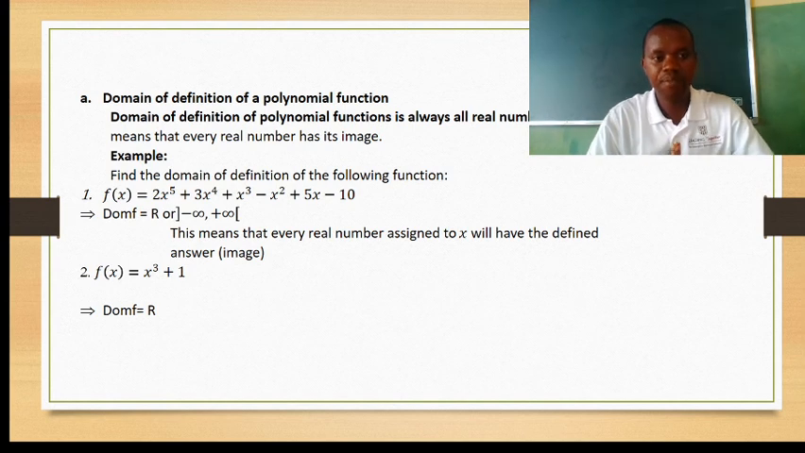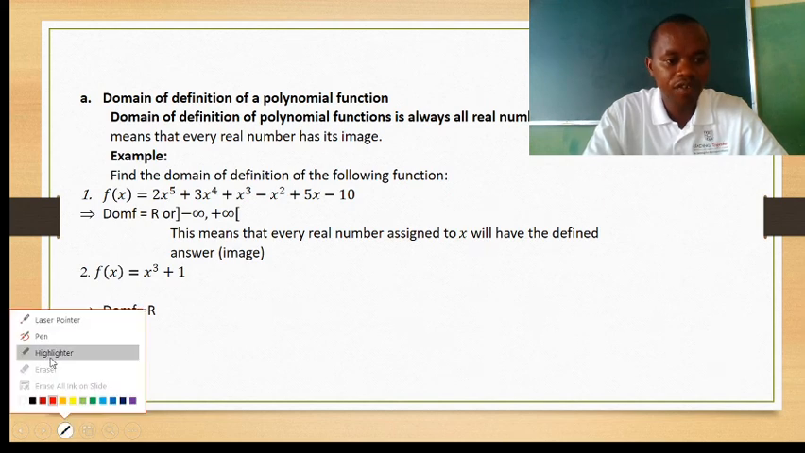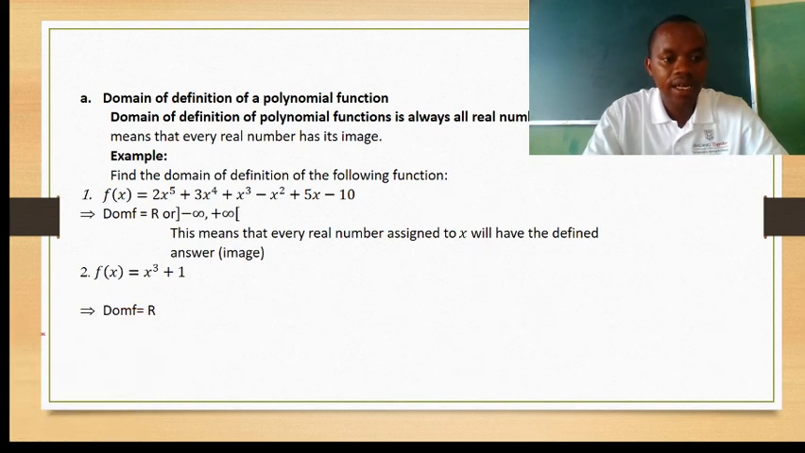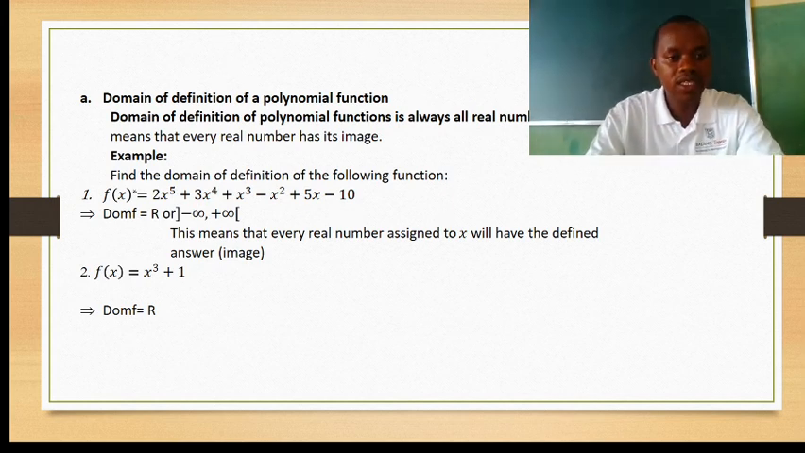We have example number 1. Example number 1 is the function f of x equals 2x power 5 plus 3x power 4 plus x power 3 minus x squared plus 5x minus 10. Then we have to find out the domain of definition for this function.